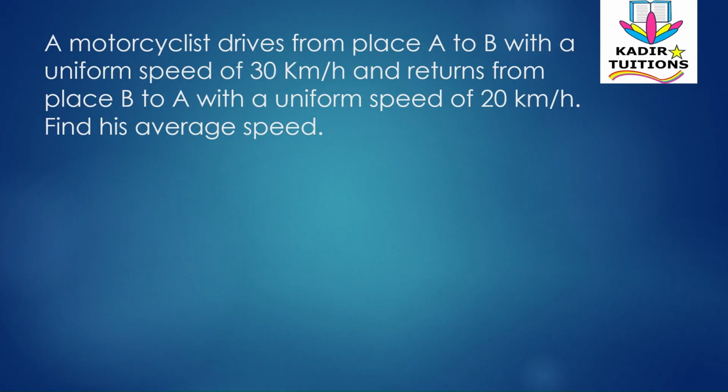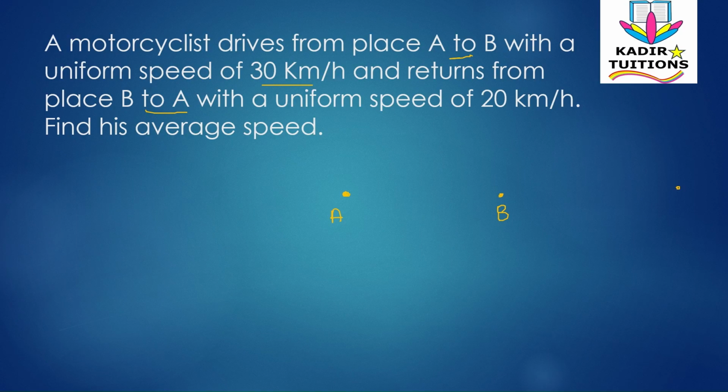Let's see the next question. A motorcyclist drives from a place A to B with a uniform speed of 30 km per hour and returns from place B to A with a uniform speed of 20 km per hour. Find his average speed. So a motorcyclist is moving from A to B.